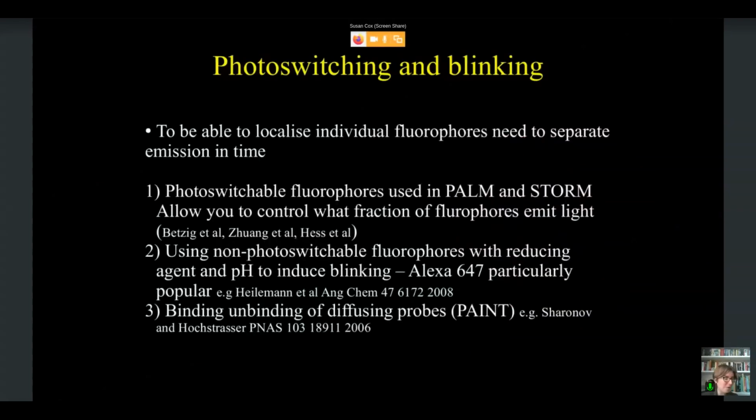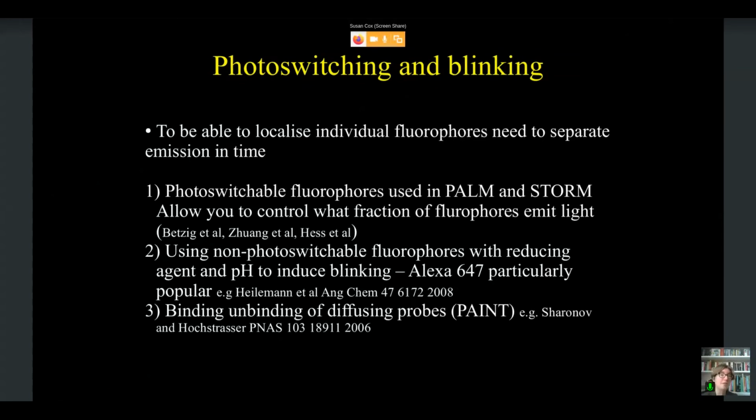Of course, most fluorophores don't actively photoswitch like this. I'm not going to go into detail about this here because this is going to be much more focused on the analysis side. But just a note, you have to be able to achieve blinking. You have to have fluorophores switching on and off. And there are, broadly speaking, 3 ways to do this.